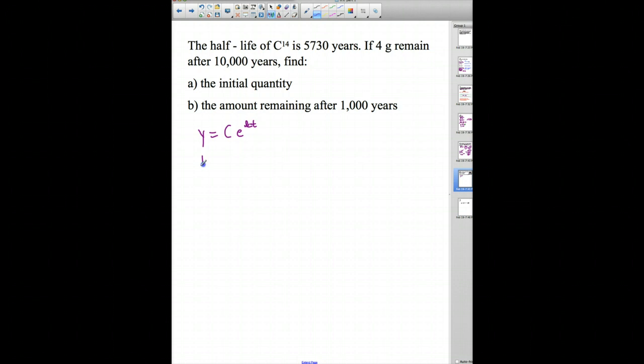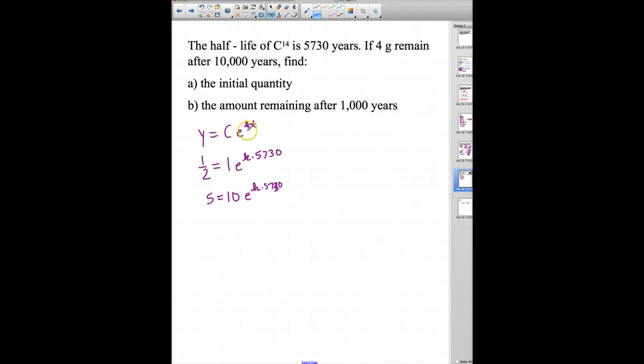So if there's a half of it left after whatever we started with, so if you end with a half, you started with 1, and how much time did it take? 5,730 years. So this concept here, you can plug in any number for C if you want. Let's pretend we started with 10, so you could write a 10 there. And then what would you have over here? After 5,730 years, you better have 5.